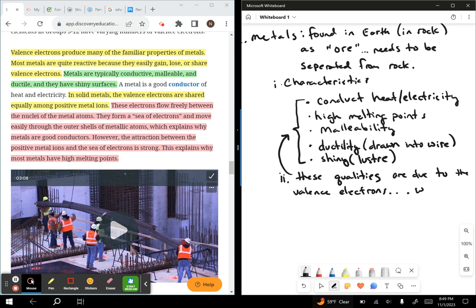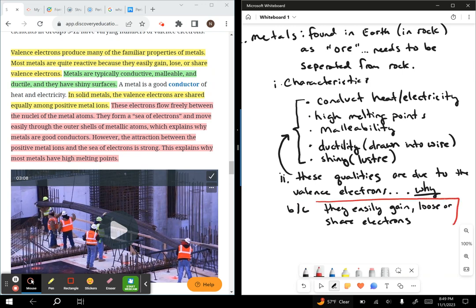Why? Because they easily gain, lose, or share electrons. Okay, this is a pretty important thing here. And that has to do with valence electrons.